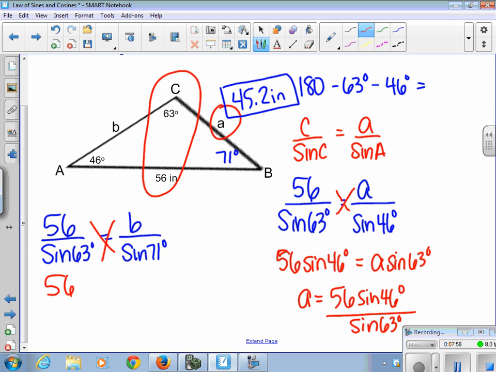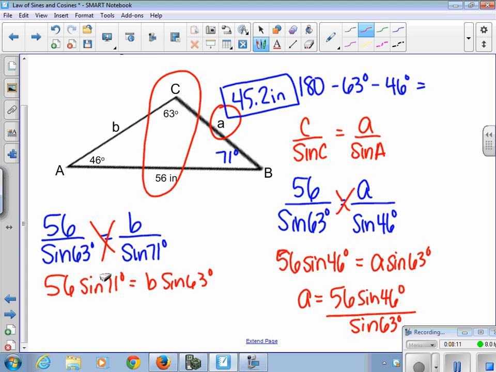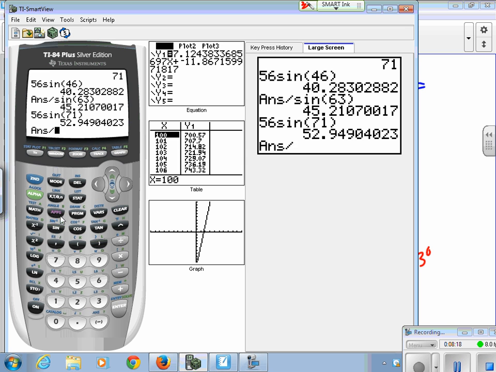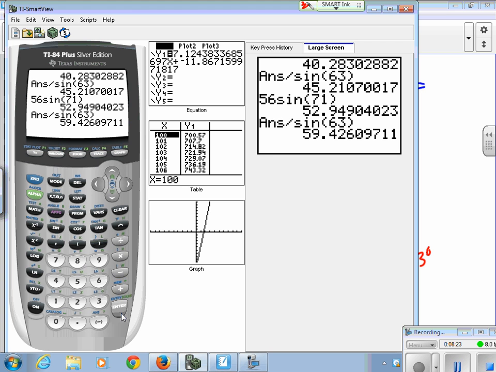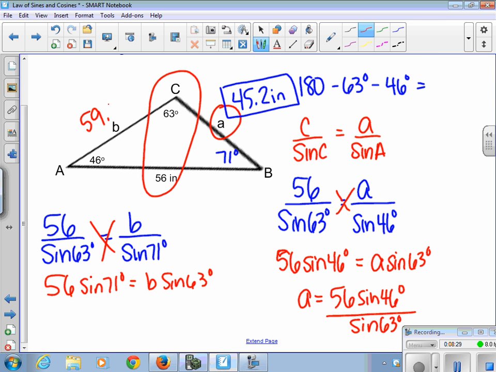So 56 times the sine of 71 equals B times the sine of 63. And then I'm just going to divide by that sine of 63 to solve for B. So really the only thing that I changed is the 71 degrees. So 56 sine 71 divided by sine 63. So I'm just going to round that to, did everybody get 59.4? Good. 59.4 inches.